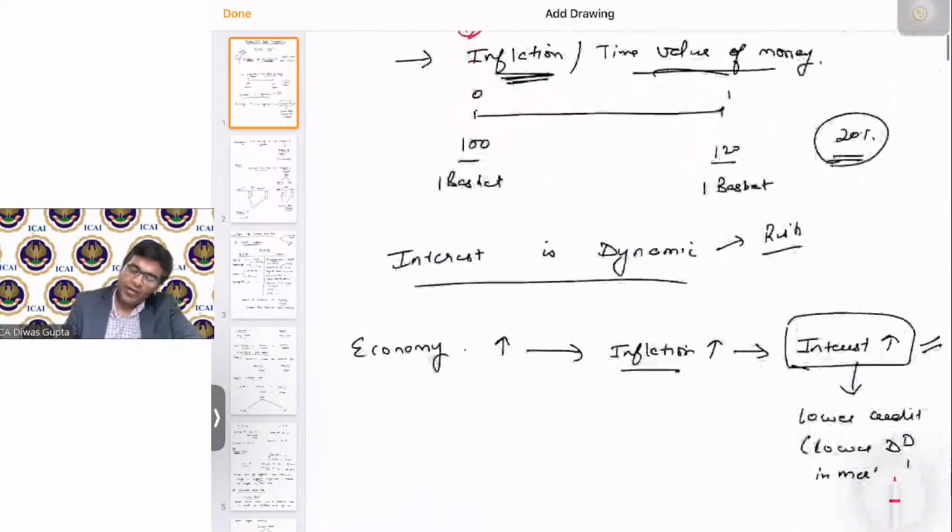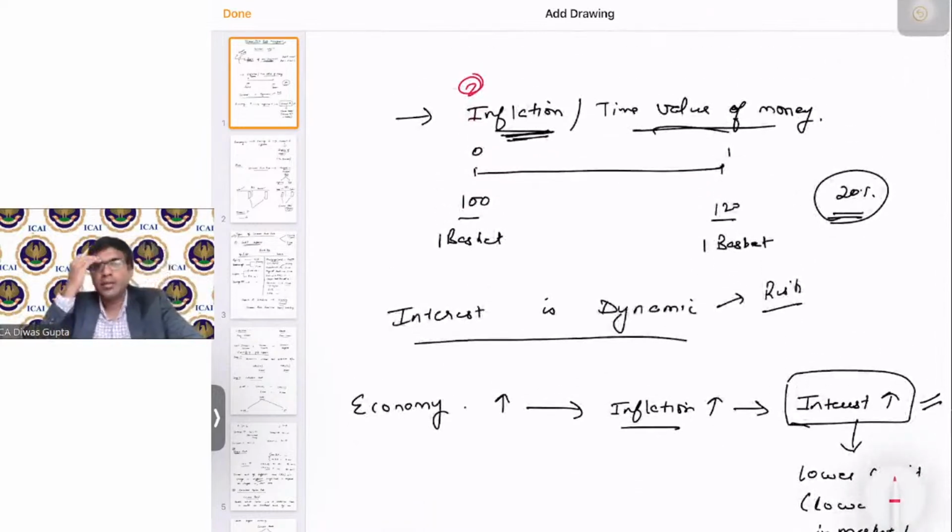Inflation is again time value of money, that we understood that there are different values of the same thing: one basket of goods today is 100 and 1 year hence it would be 120. That is what is time value of money.